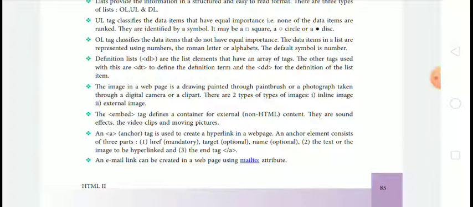An image in a web page is a drawing painted through a paintbrush, or a photograph taken through a digital camera, or a clip art. There are two types of images: inline image and external image. The embed tag defines a container for external content. They are sound effects, videos, clips and moving pictures. An anchor tag is used to create a hyperlink in a web page. The anchor element consists of the image to hyperlink and the closing tag. An email link can be created in a web page using the mailto attribute.